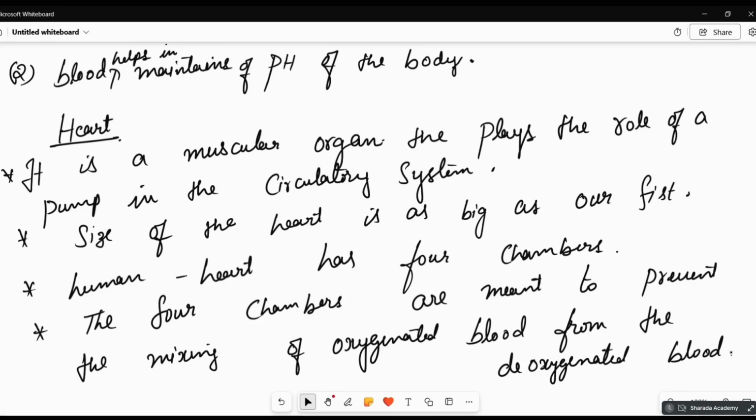To maintain the temperature of the body itself, we require a lot of energy. So that is why, if oxygenated blood and deoxygenated blood combine, the energy will be lost. We need a lot of energy to maintain our body temperature. That is why warm-blooded animals most of the time have 4 chambers, so that it will prevent the oxygenated blood combining with the deoxygenated blood.